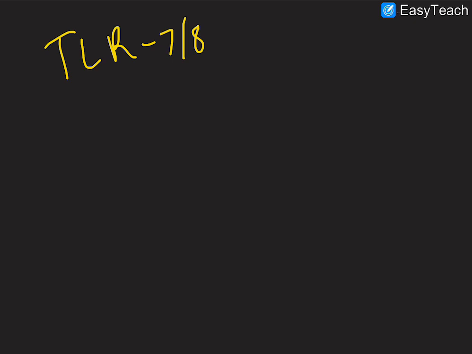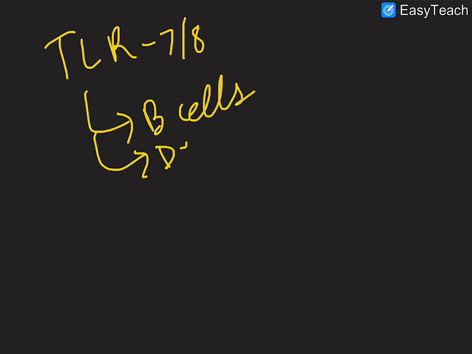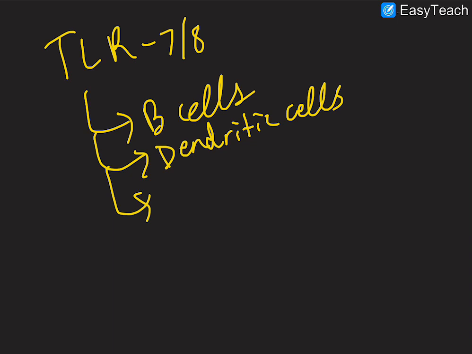First we should know, where can you find these receptors? You can find these receptors in B cells. You can find these receptors in dendritic cells. And of course, you can find these receptors in macrophages also. Okay, so these are some cells that you find toll-like receptors 7 and 8 in.